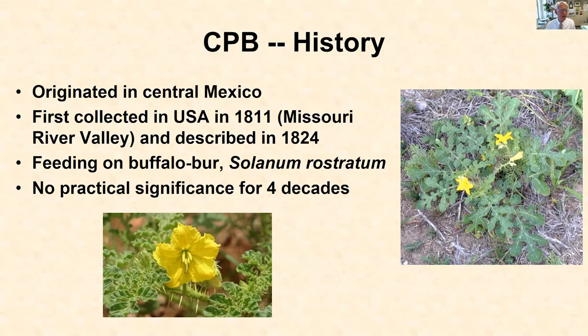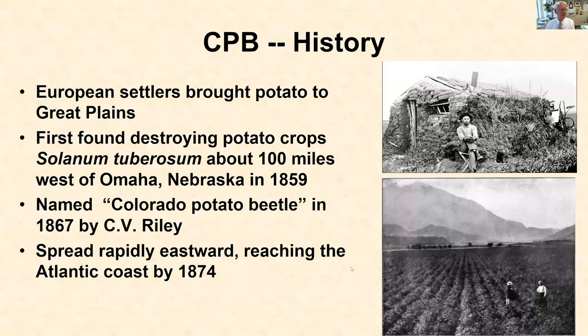But 40 years later, in the 1860s and so forth, the European settlers came to the Great Plains and came to Iowa. And with them, they brought the potato. Potato is not a native crop to Iowa. The Colorado potato beetle is a native insect in North America, but the potato had to come out here. And in 1859, near Omaha, Nebraska, a settler's potato crop was damaged by what we now call the Colorado potato beetle. So there's kind of this interesting history: the beetle was here and we brought the crop to it.